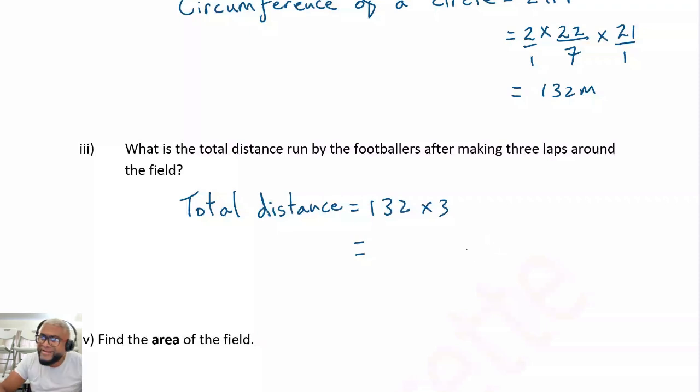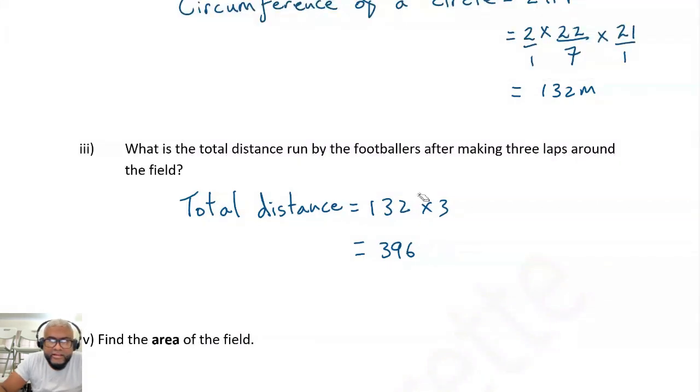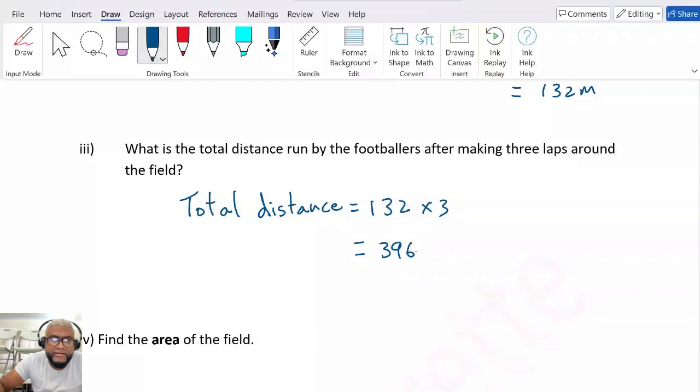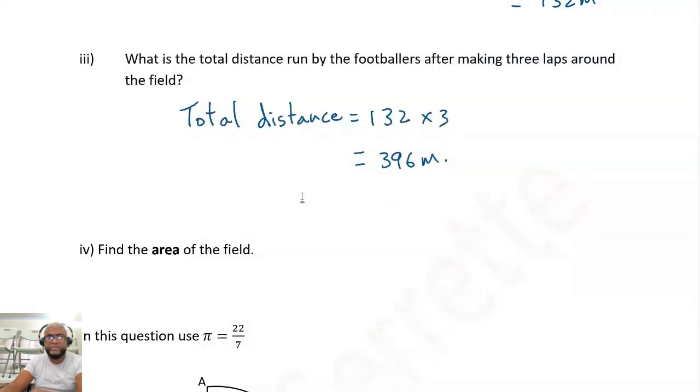So when we work this out, what are we getting here, Nyron? I got 396, sir. 396, proper thing. Somebody second that? Yes, sir, that's correct. All right, nice. So that is three laps around the field, right?